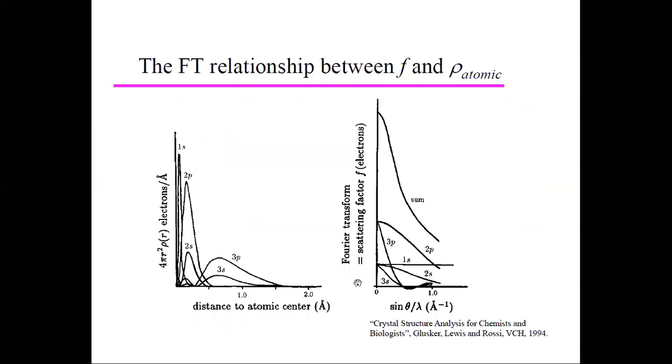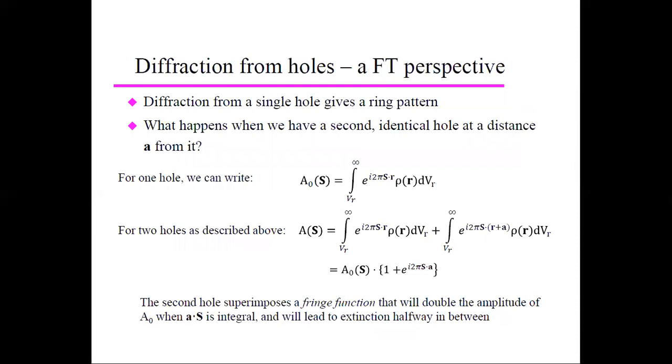So this is the distance of an atom, and this is the crystal structure. The Fourier transform is equal to the scattering factor. This value should change at different orbitals, with a different periodic function. So the distance of the atomic centers should change. So, diffraction from the hole in Fourier transformation.